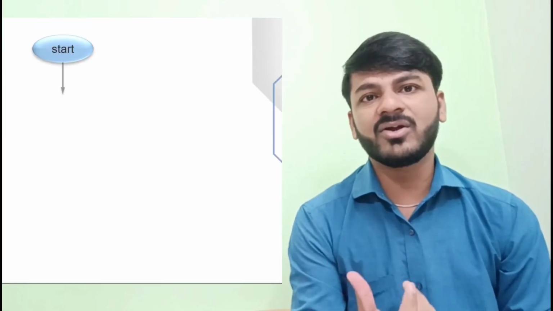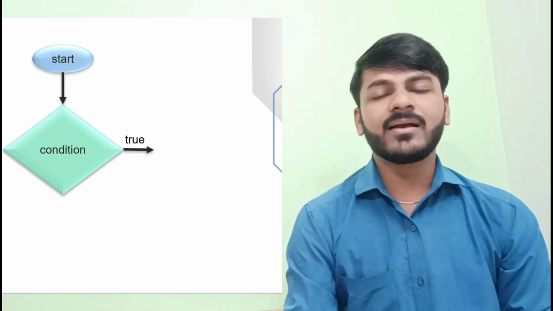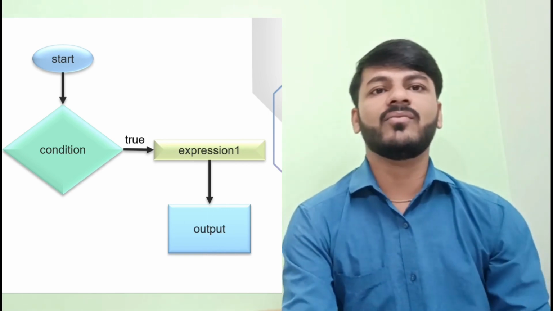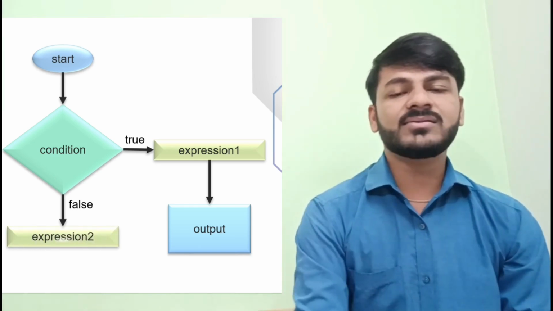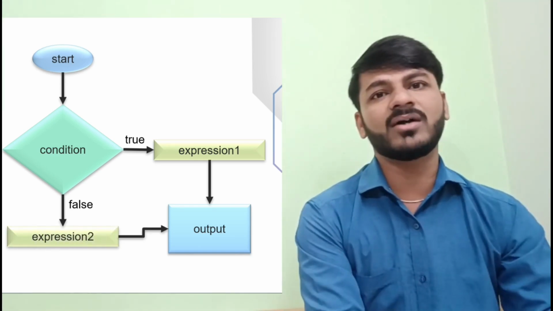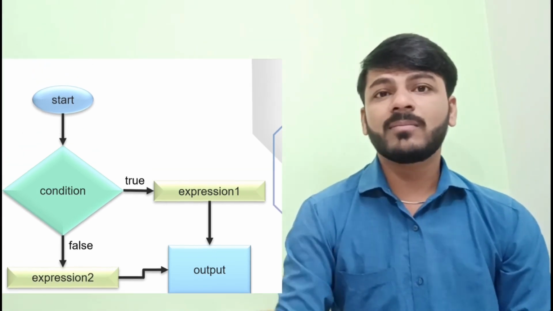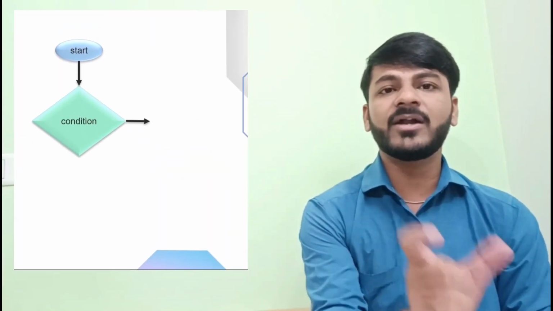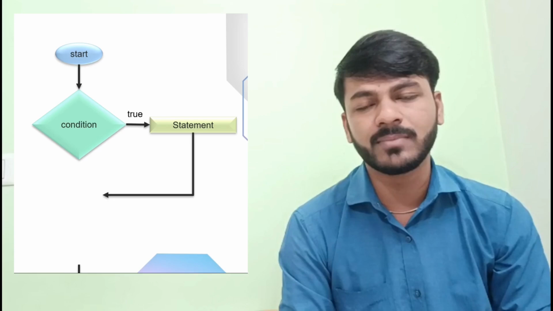Now the functionality of the conditional operator: it will check a particular condition. If the condition is true, then expression 1 will be assigned to the output variable, or if it is false, then expression 2 will be assigned to the variable. And the functionality of the if statement: it will check the particular condition. If the condition is true, then the statement will be executed.